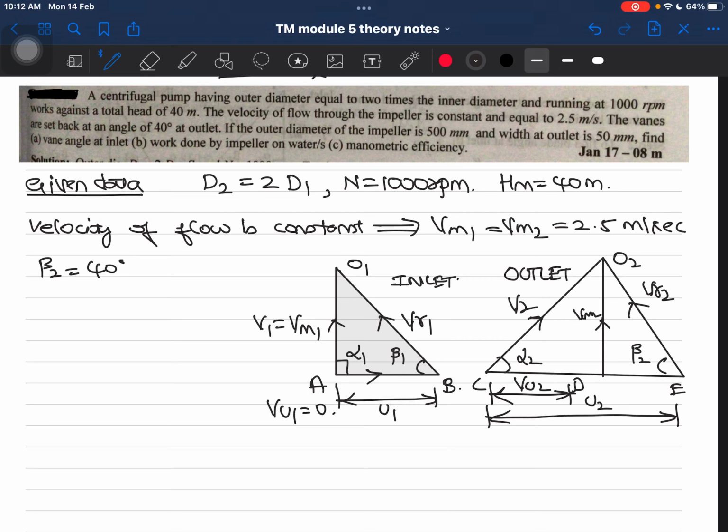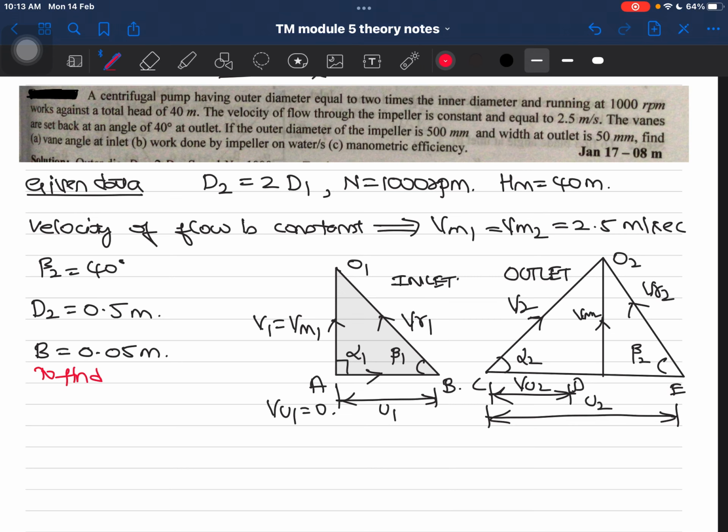If the outer diameter of the impeller is 500 mm, which is the value of D2, that is 0.5 meters, okay, and the width is 50 mm, so I would be taking it as 0.05 meters, okay. So what we need to find in this problem?